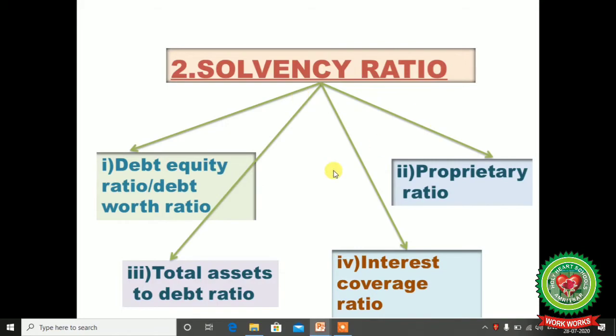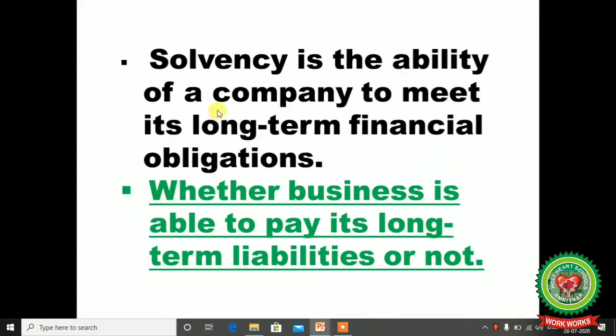Solvency ratio. First of all, know about the meaning of solvency. Solvency is the ability of the company to meet its long-term financial obligation. In liquid ratio, we just consider short-term financial obligations, short-term liabilities, but in solvency, long-term financial obligations. Whether the business is able to pay its long-term liabilities or not.